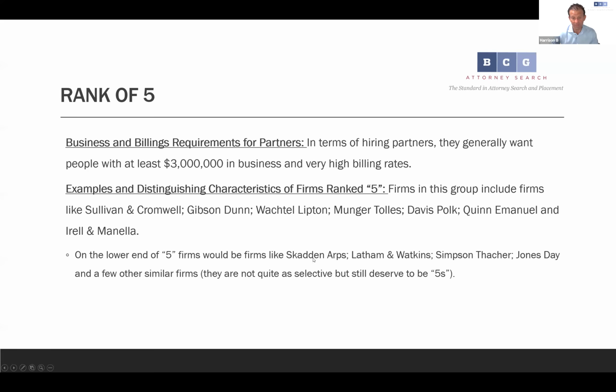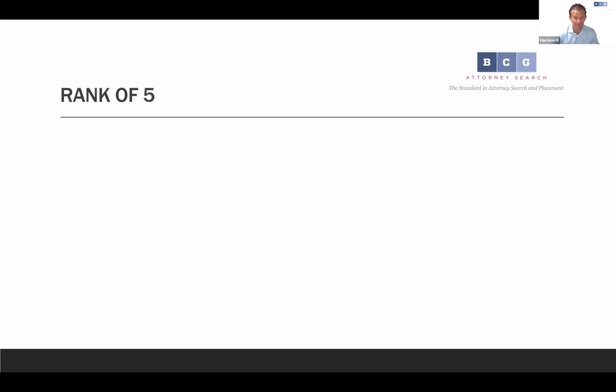And then lower end 5 firms might be Skadden, Latham, Simpson, Jones Day. They're still 5s, but as they get bigger, it becomes harder for them to maintain standards and the type of people. And these firms have done it, and they have very good brands. So those are great firms, but it's difficult to stay highly ranked as a firm if you have that.